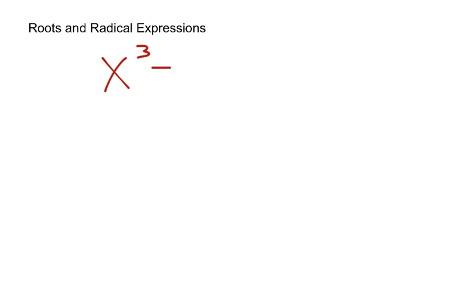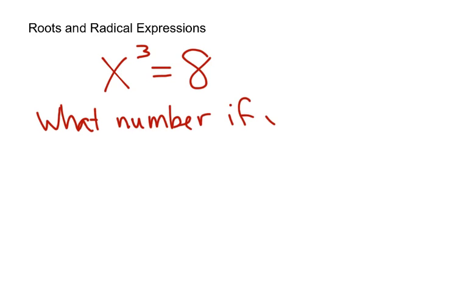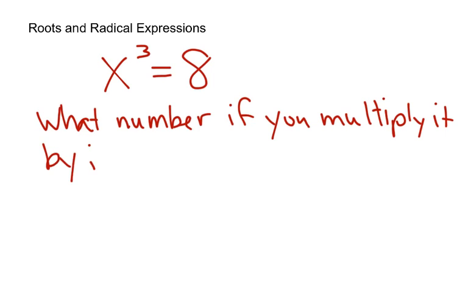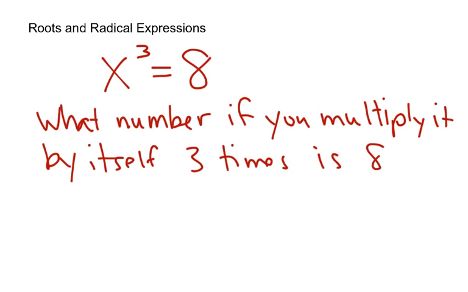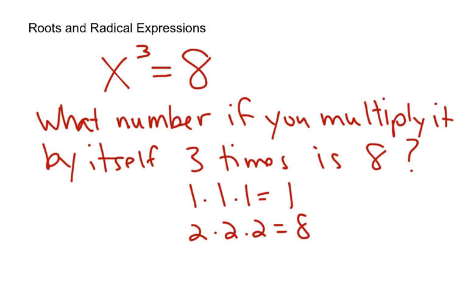So if I gave you something like x to the third is equal to 8, this really says: what number, if you multiply it by itself 3 times, is 8? Now remember, it has to be the same number, so if you think about multiplying a number by itself 3 times, you can do this and figure out really quickly that x must be 2.